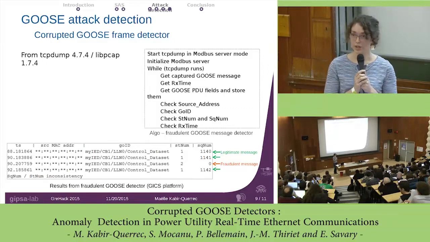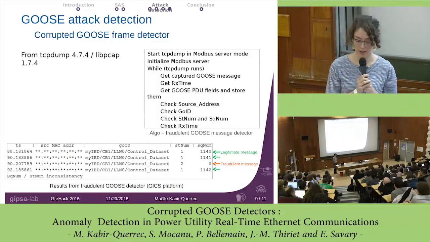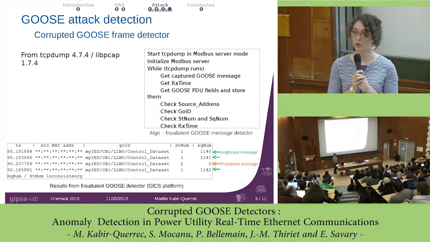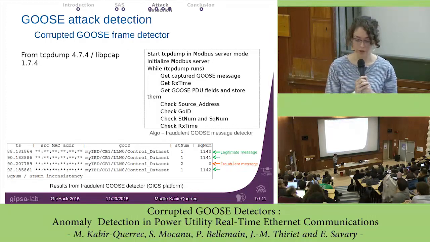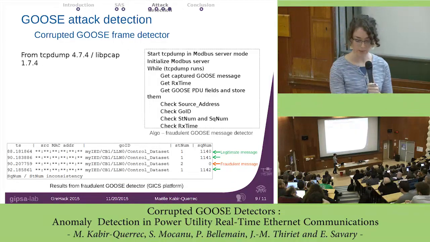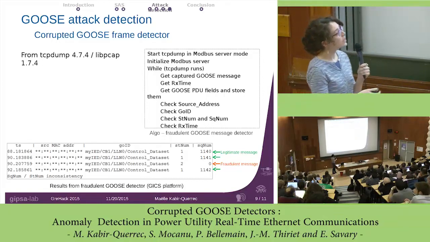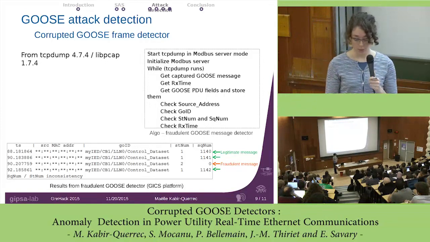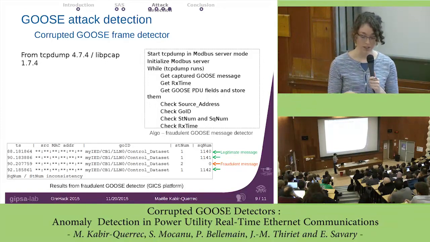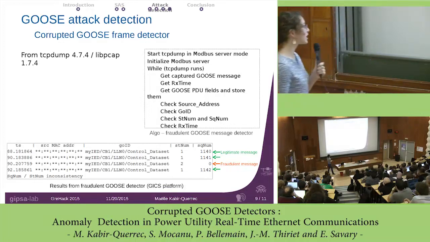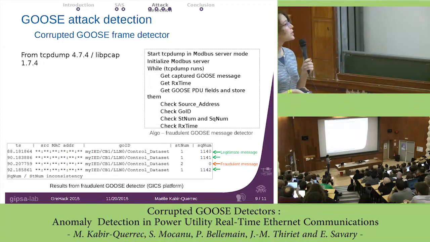Then, according to these references, we check for every incoming GOOSE message if it is actually in the authorized list of GOOSE messages, if the transmission time is coherent, and if your counters, state number and sequence number, are coherent, and we just display the results on your console. So here are the results from this detector.